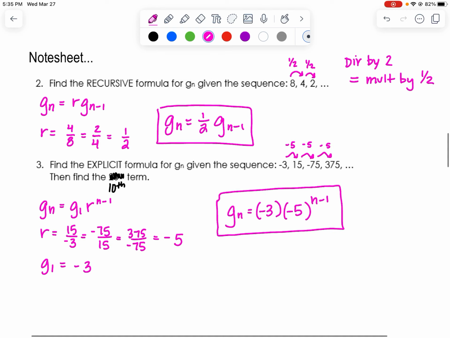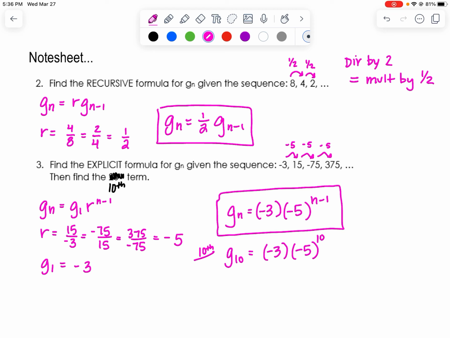And now in this case, we want to find the 10th term. That means n is 10. So the notation for that is g of 10. G sub 10 means we're looking for the 10th term. And that means n is 10. So we're going to plug into the formula we just found, negative 3 times negative 5 to the 10 minus 1. So go ahead and type that into your calculator.